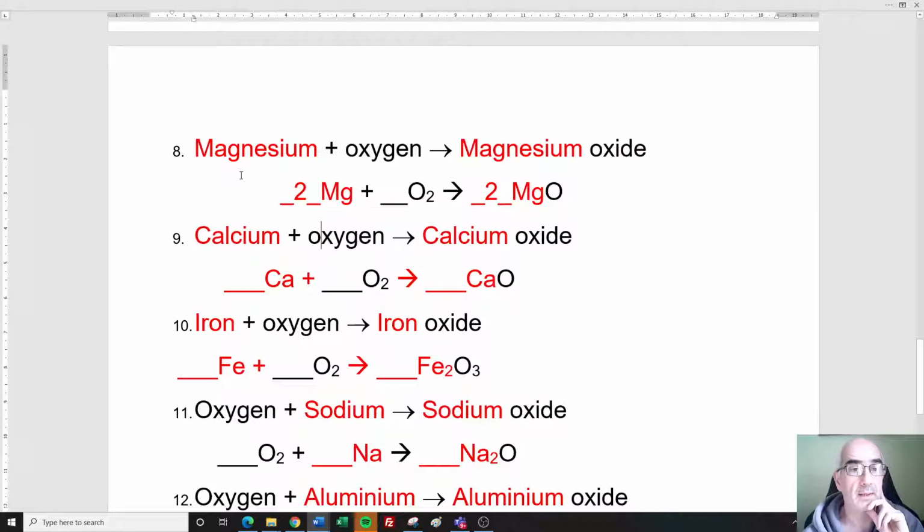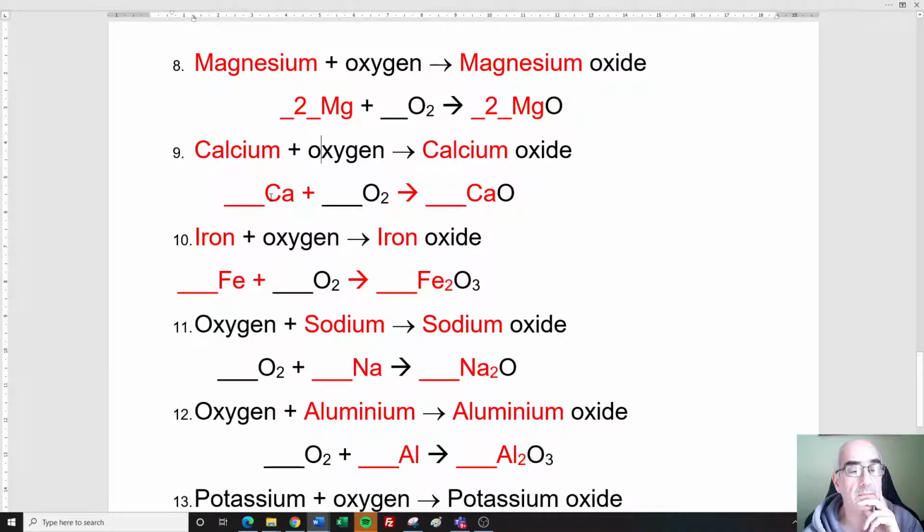Let's try the next one with calcium oxide. We've got 1 calcium meeting 2 oxygens, and it's making calcium oxide. Very similar to the one before. We had 2 oxygens, now we've got 1, so I'm going to stick a 2 here. I'm going to stick a 2 there just so that we know we've got 2, but now look, we've messed it up. We've got 2 calciums, so let's put 2 over here.